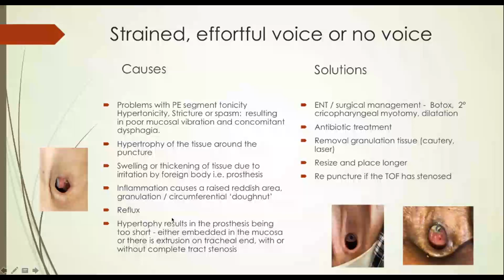If it's a problem just with the size, and the size of the prosthesis is the main contributing factor, we then need to resize and place a longer prosthesis. So if it's quite a tight prosthesis, it then embeds into that tissue, causes irritation, and causes the excessive granulation growth. So in this case here, where the prosthesis has extruded because of the granulation tissue, we then remove that, allow that tract to completely close, and then need to repuncture.